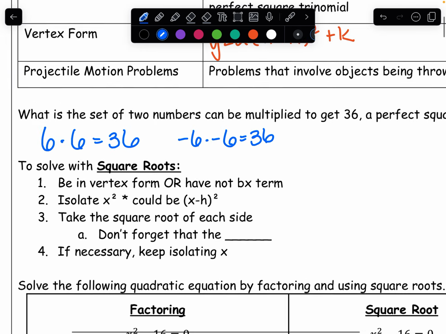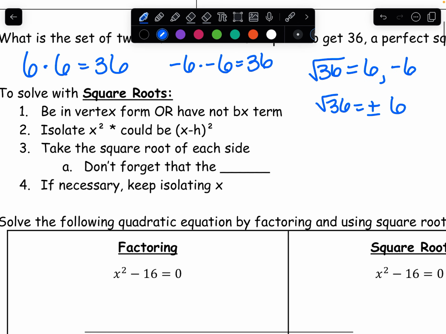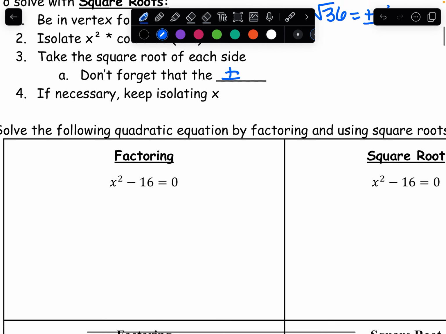The reason that I want to go over this is that let's say we take the square root of 36. Well, we know it equals 6, but technically it also equals negative 6. And so for today when we solve with square roots, we're going to bring that plus or minus because we're solving. The first thing that we're going to go over is solving with square roots. It has to be in vertex form or your bx term is missing. You isolate your x squared or your x minus h squared term. You take the square root of each side. Don't forget the plus or minus because there's going to be two solutions. And if necessary, keep isolating x.